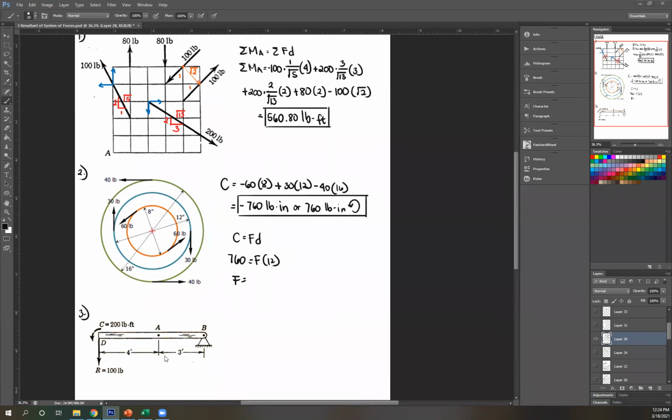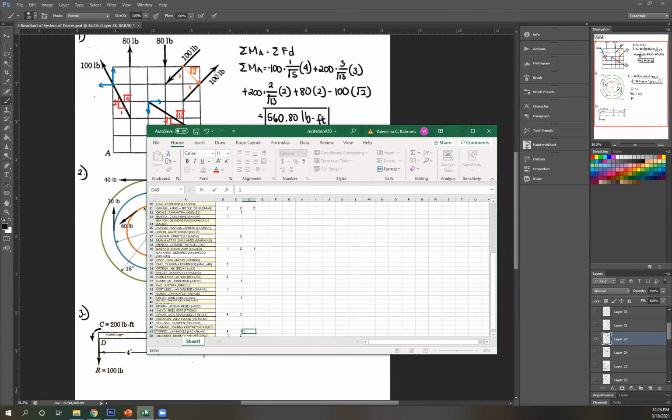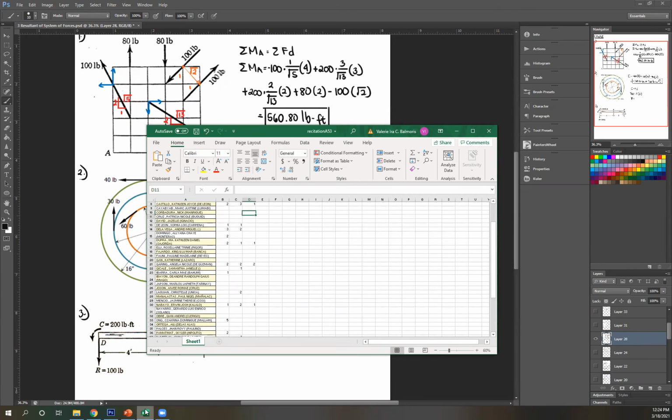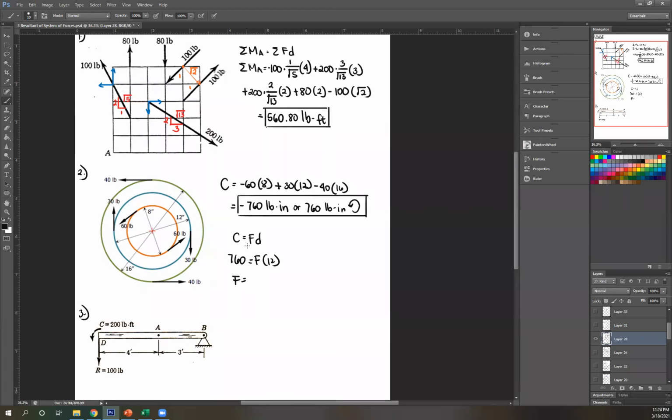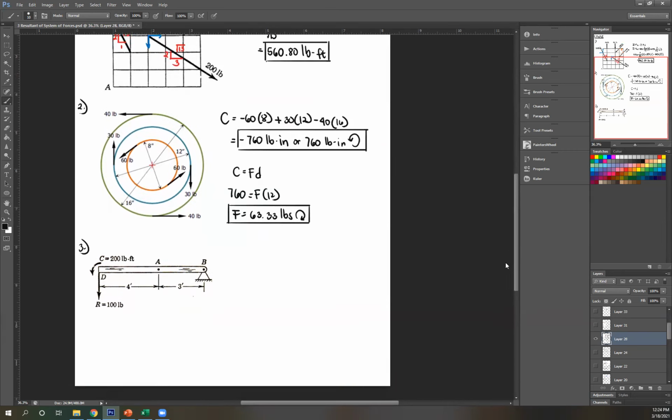63.33. So Alanis and Dupre, Jasmine and Kathleen. Okay, so 63.33. And again, since this is counterclockwise, this needs to be clockwise to cancel that out or to balance that out. Okay? So we'll talk more about this next topic.